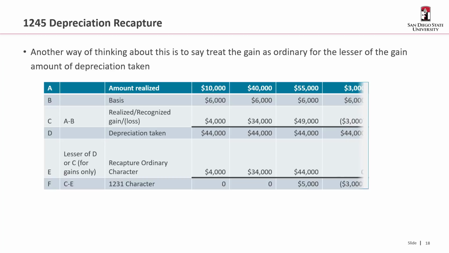Okay, one more. Let's say Lola only sells it for $3,000. Now, of course, she recognizes a loss of $3,000. The depreciation taken is the same, 44. However, there's no recapture on losses. Remember, depreciation recapture only applies to gains. As a result, we would say, well, that's just a 1231 loss, and probably going to be an ordinary loss if it's the only loss this year. Okay, so that's our four scenarios for depreciation.